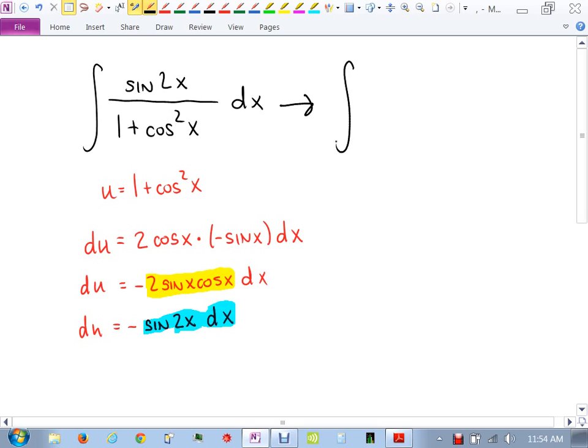Oh, this right here? This will all be posted, what I'm doing right now. So the negative comes out, that whole sine 2x dx, that's your du, right? So that's du, and then you had 1 over the whole bottom was u, so the antiderivative of that is natural log u, so you get negative natural log u plus a constant, and then replace u with 1 plus cosine squared x. Same thing.